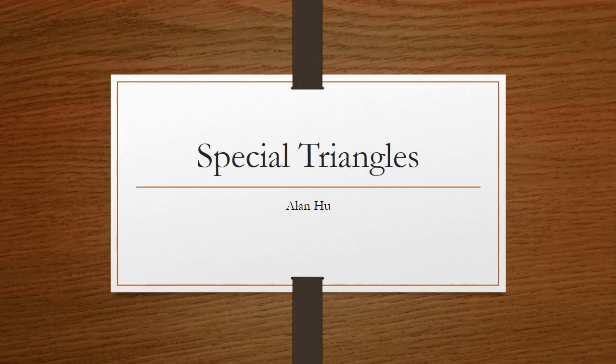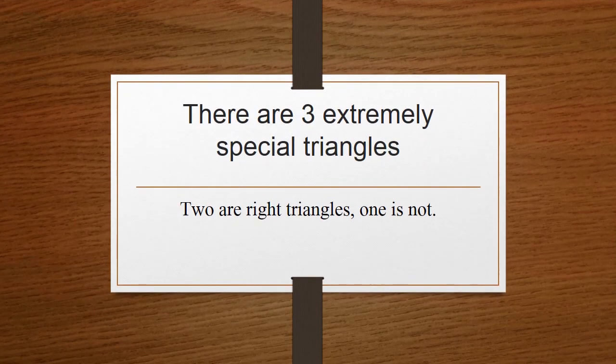Today we're going to be talking about geometry, and one thing to know about geometry is that a lot of it comes from triangles. So today we're going to talk about 3 extremely important triangles that will definitely appear in competitions. 2 of them are right triangles, and the third one is not.